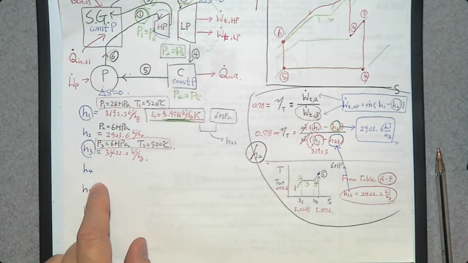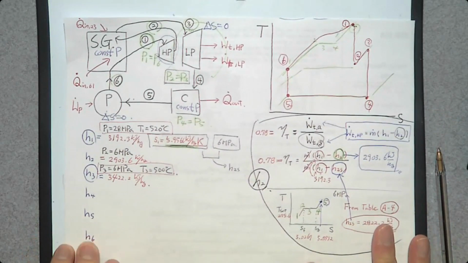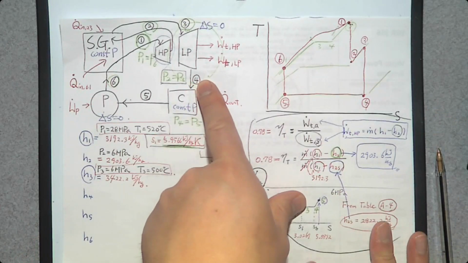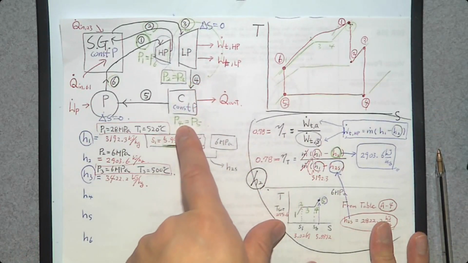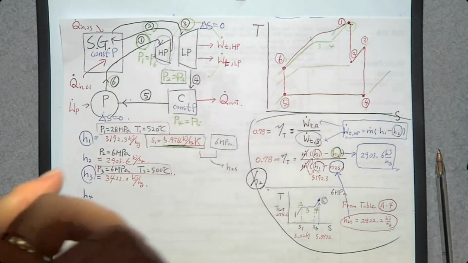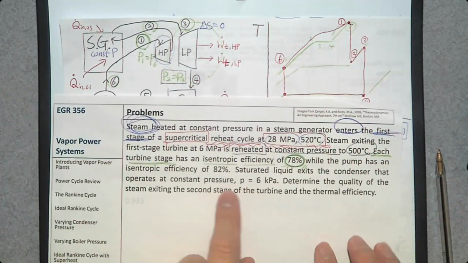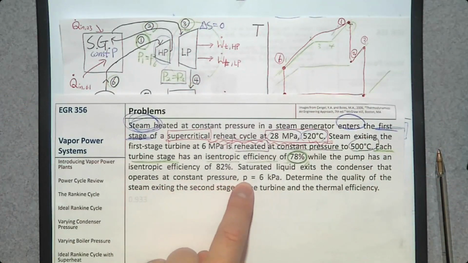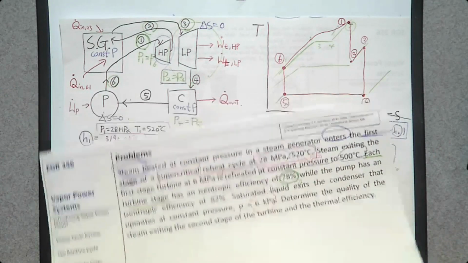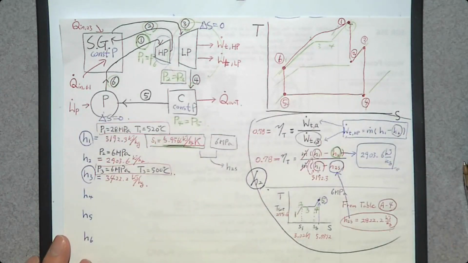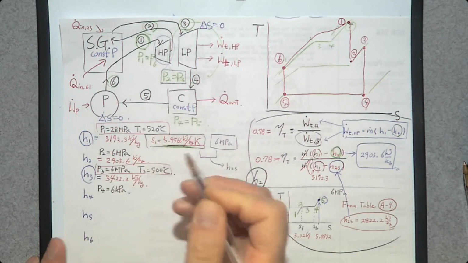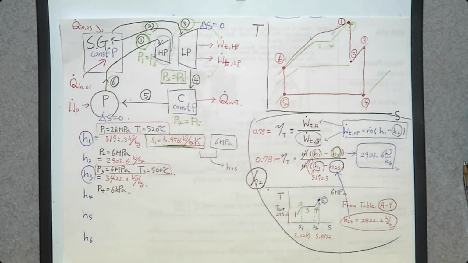Now let's determine h4. How can we do that? What we know at state number 4, the only thing we know is the pressure of the condenser. So what is the condenser pressure? The condenser operates at a constant pressure of 6 kilopascal. So this is P4. So let's go back. P4 is 6 kilopascal. That's the only property value we know.